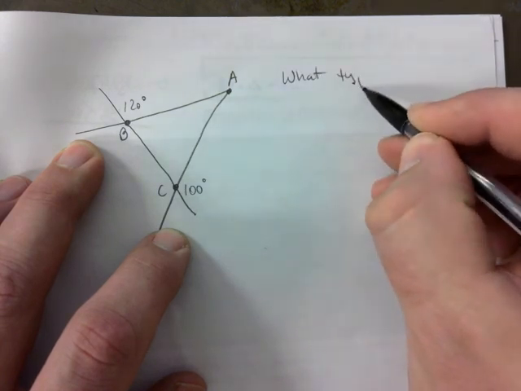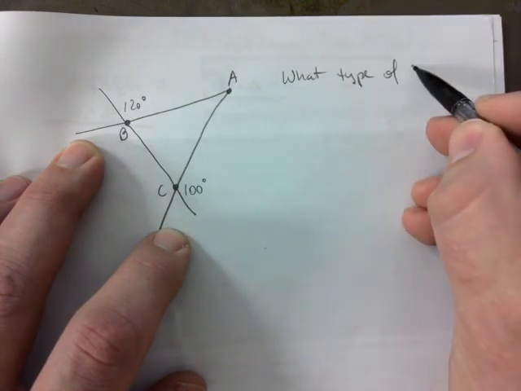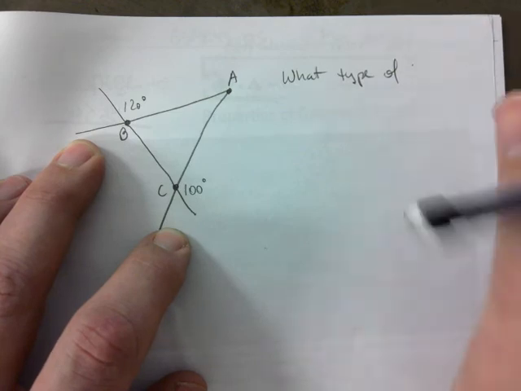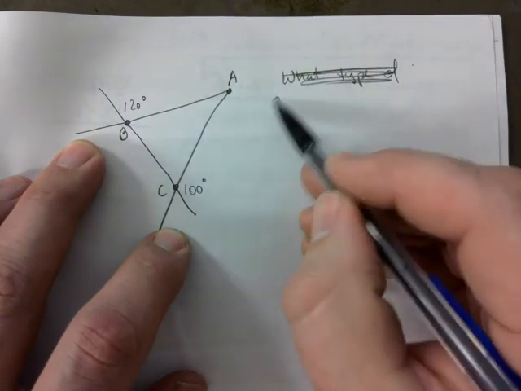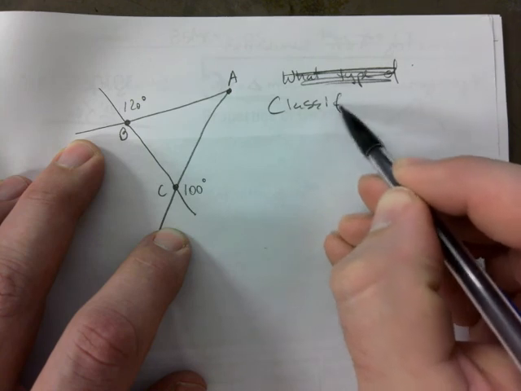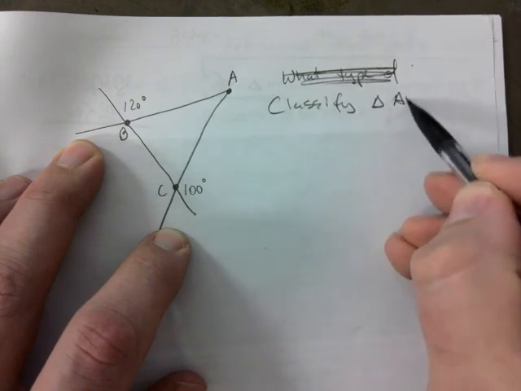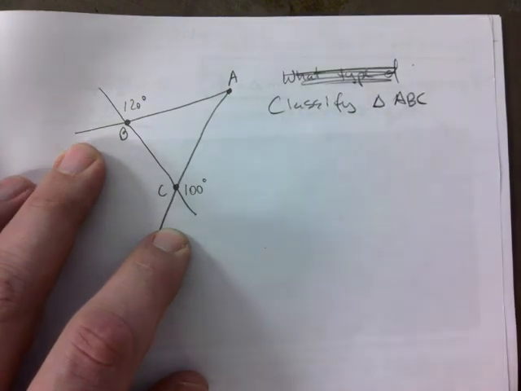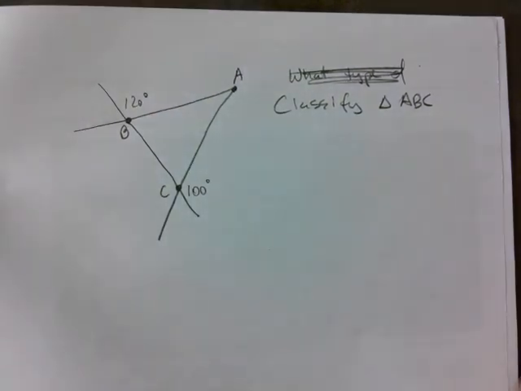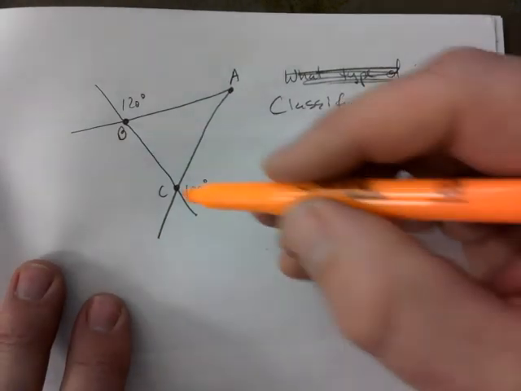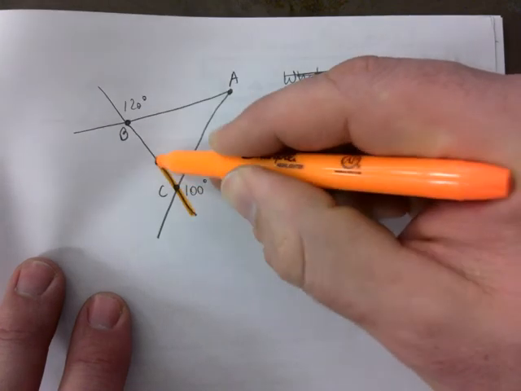What type of, just do this, okay? Classify triangle ABC. I get a lot of blanks when I throw something like this at students, but it's actually not that bad at all. You just know straight angle. Straight angle is your friend. Watch this. There's a straight line there.